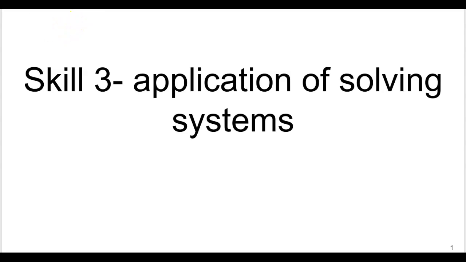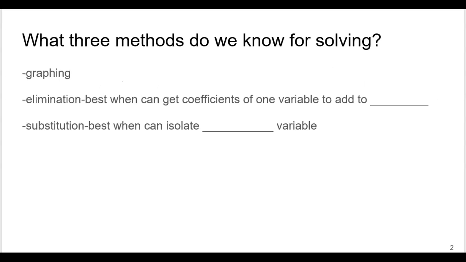Today we're going to be talking about the application of solving systems. What we've been doing the last few classes is we learned 3 methods to solve systems. We use graphing, elimination, best when we can get the coefficients of one variable to add to 0, and substitution, best when we can isolate one variable. So we're going to keep these 3 skills in mind as we move on.